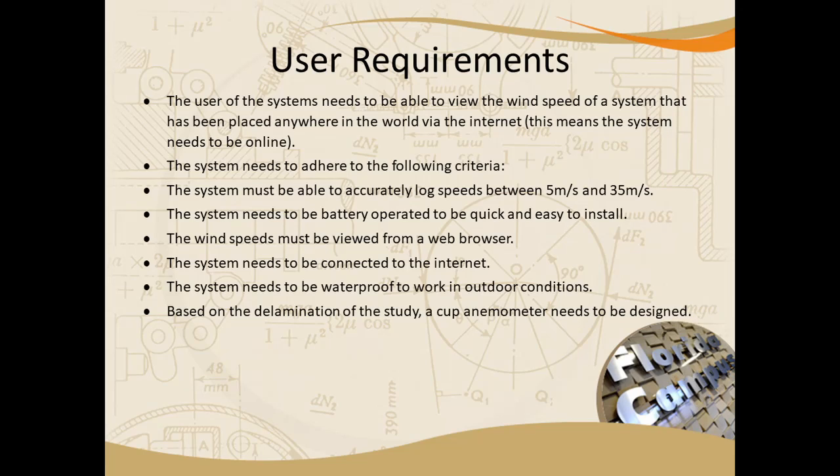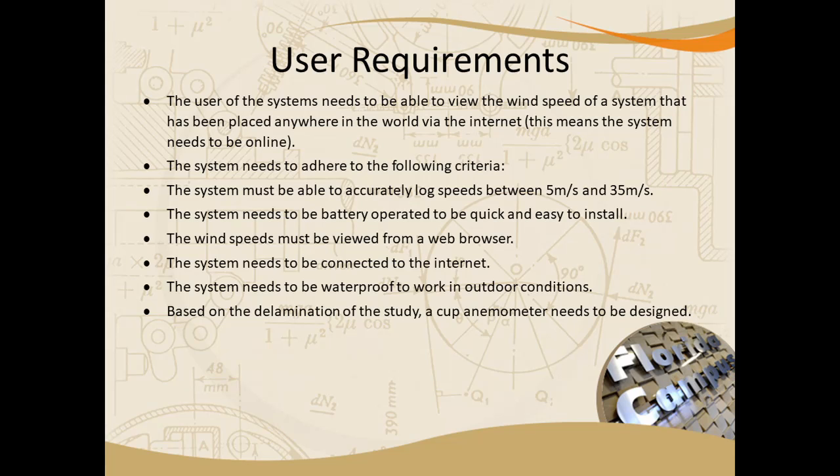The user requirements I selected: the user needs to be able to view the speed of the system anywhere in the world via the internet. The system must be able to accurately log speeds between 5 and 35 meters per second. The system needs to be battery operated to make it easy to install, and the wind speeds must be visible from a browser. Ideally, the system should be waterproof to work in outdoor conditions, since it will primarily be an outdoor device.